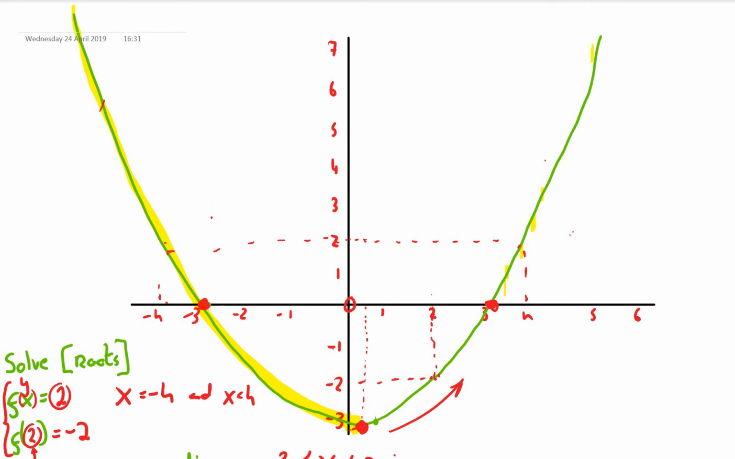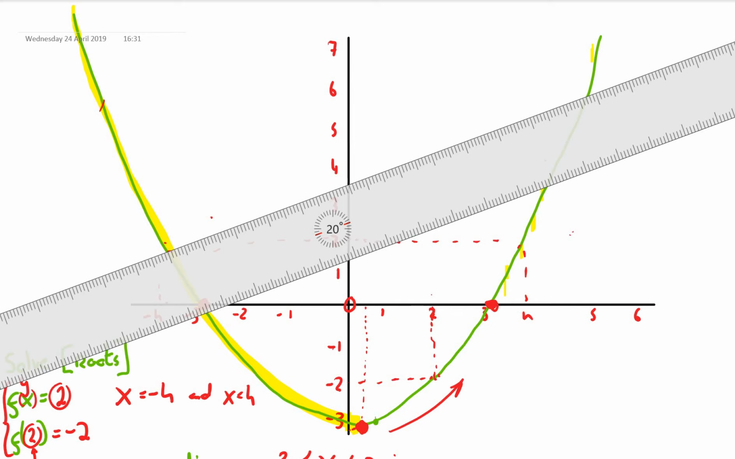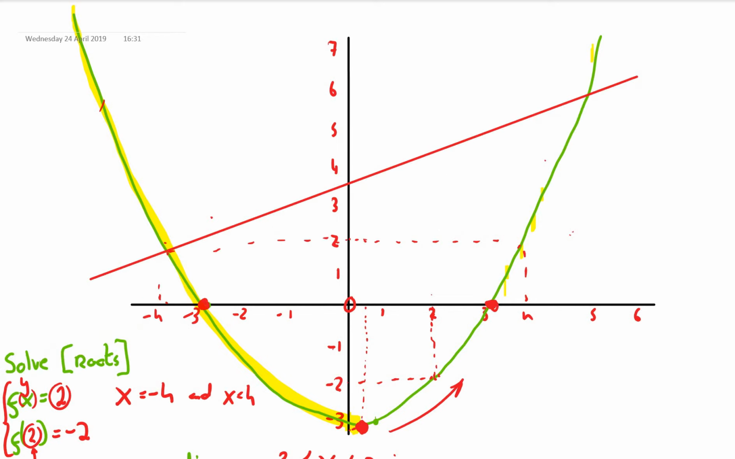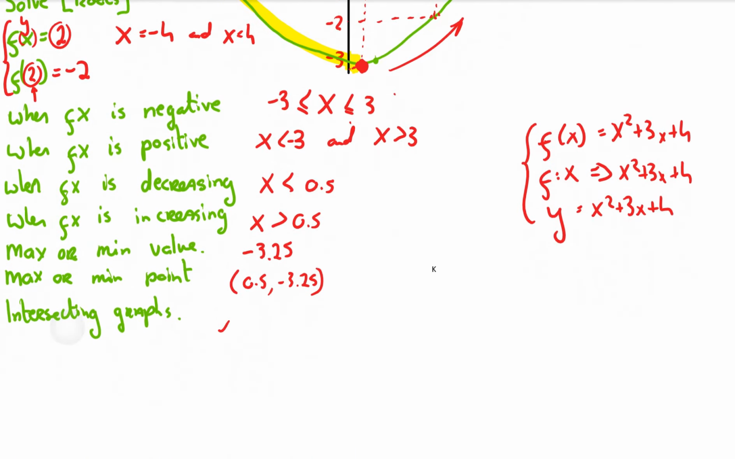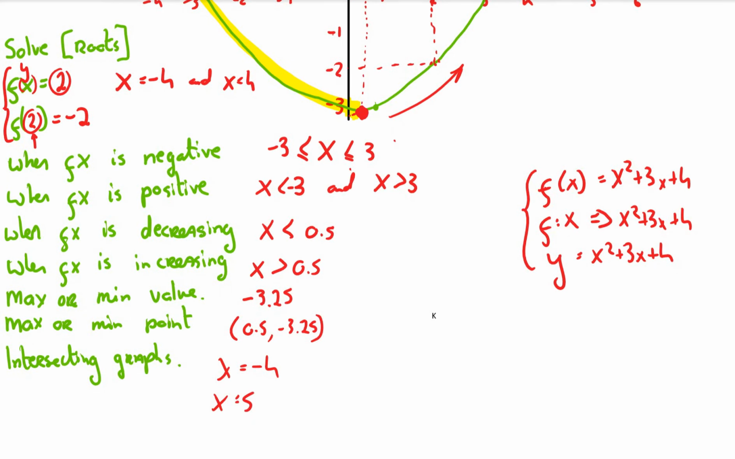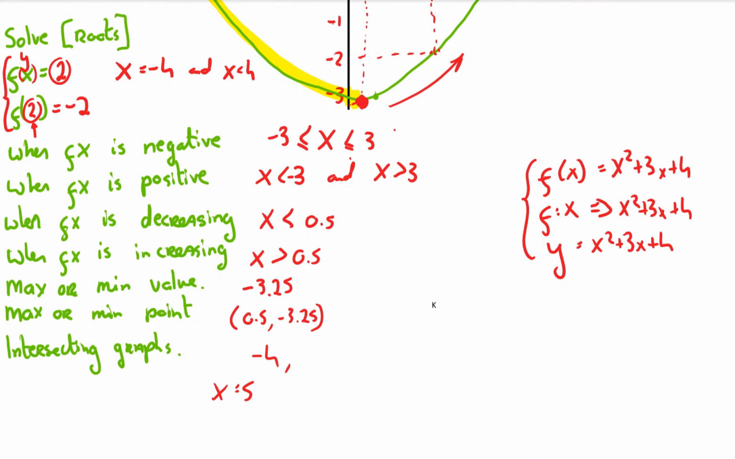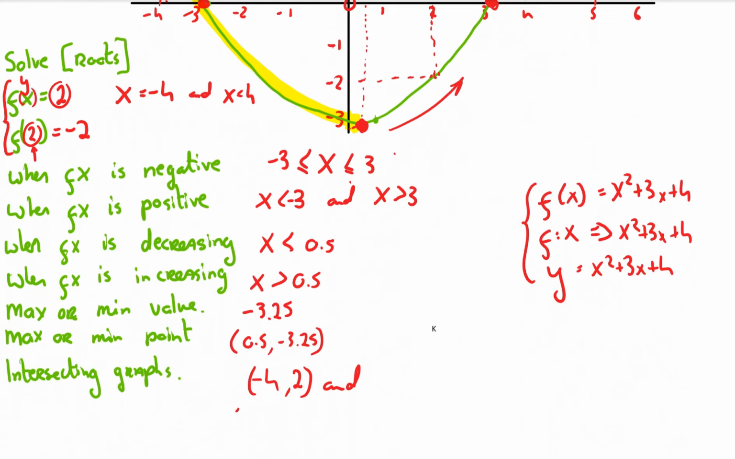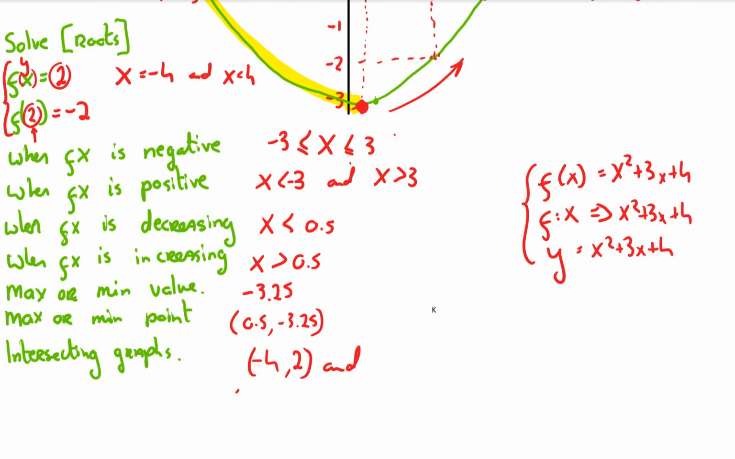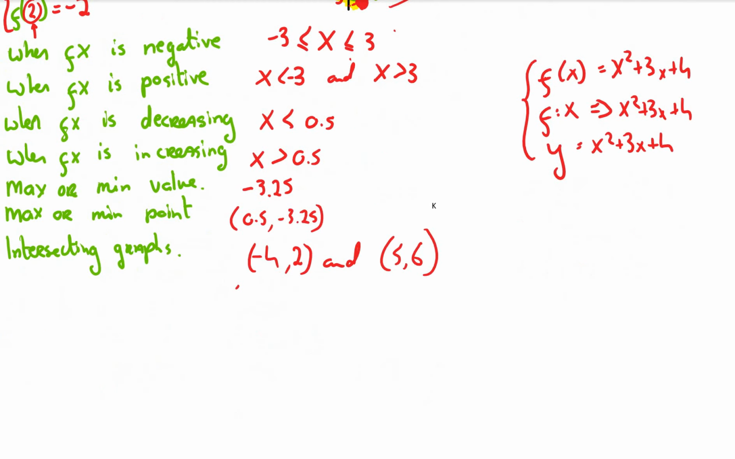And then an intersecting graph. There could be a line going through this. So there's another function, and they might ask where the two of them intersect. Here, here, and you'll just read it off the x. So when x is minus 4, and where else do they intersect? When x is 5. And if they want the points, then it'll be minus 4, 2 and 5, 6. Okay, that's that, guys.